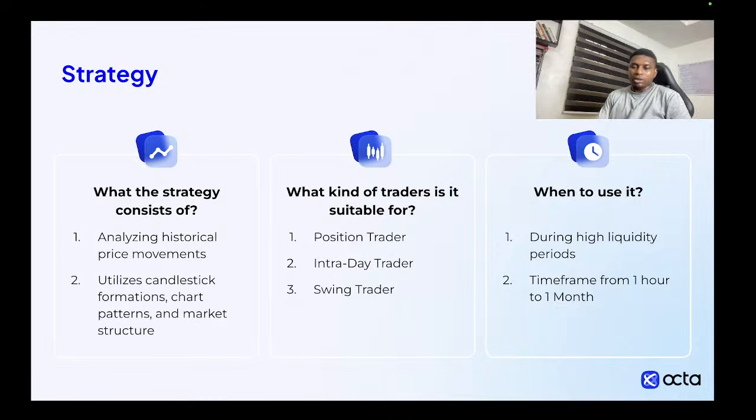Now, what does our strategy consist of? Our strategy consists of analyzing historical price movement, utilizing candlestick formation, chart patterns, and market structure. Then, what kind of trader is this suitable for? It is suitable for position traders, intraday traders, and swing traders. Now, when to use this strategy? This strategy can be used during high liquidity periods, within time frames from the 1 hour time frame to the 1 month time frame.